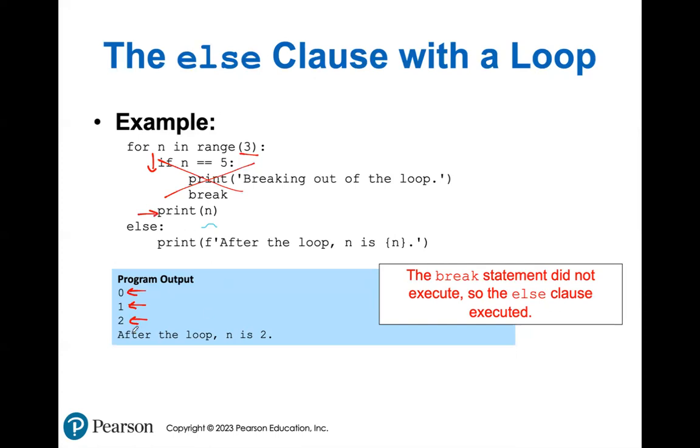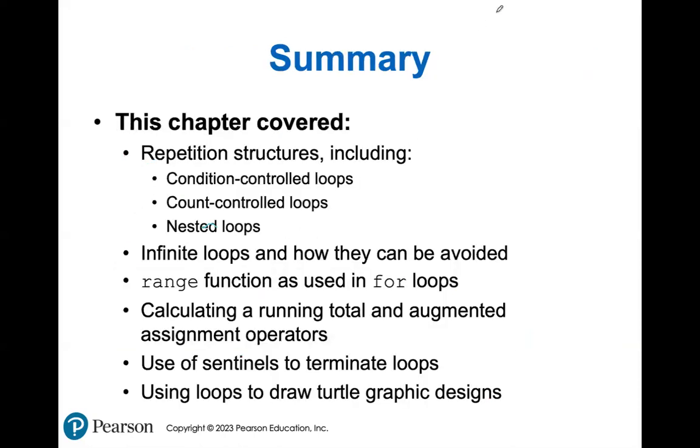We print our n, which is 2, and then we go to our else statement because our loop never encountered a break. We go to our else statement and we print after the loop n is whatever the value of n is, and you can see it right here. After the loop, n is 2. All right, so this was everything I had for today.